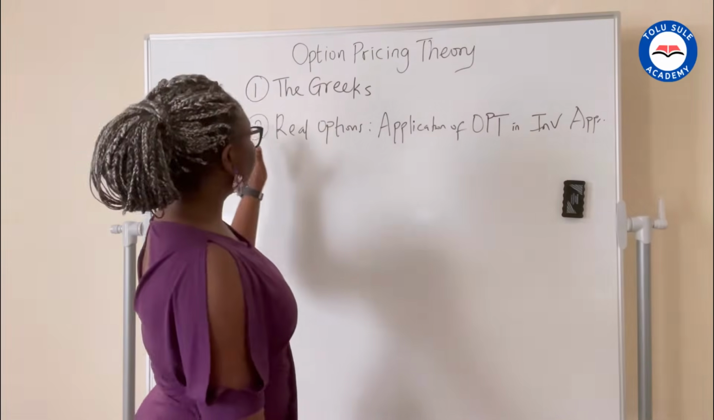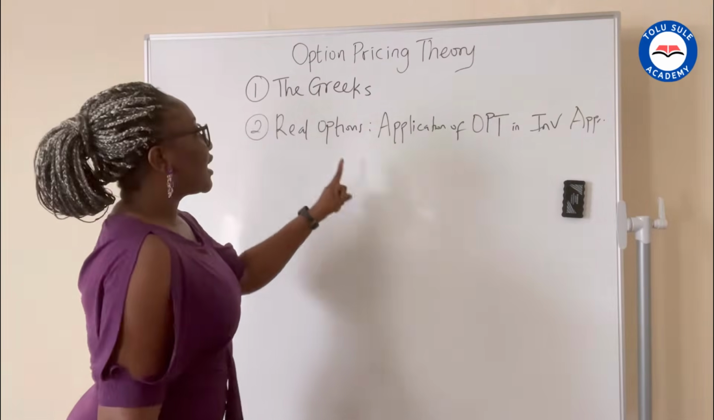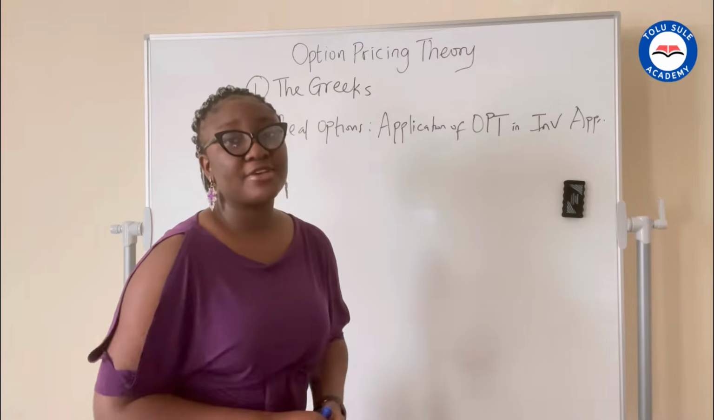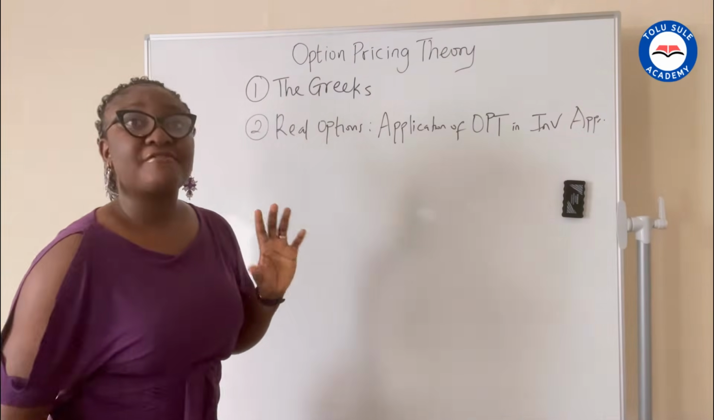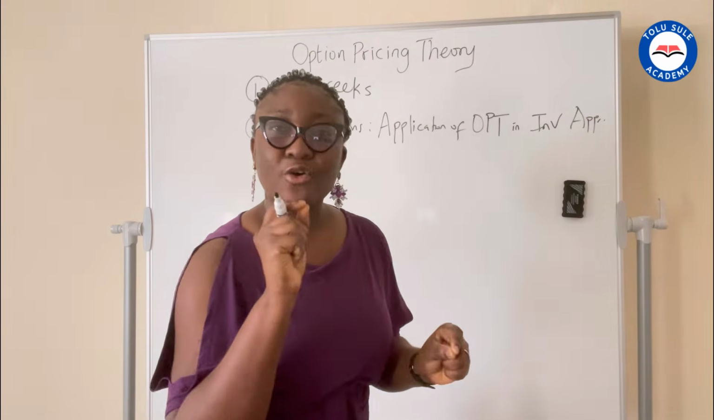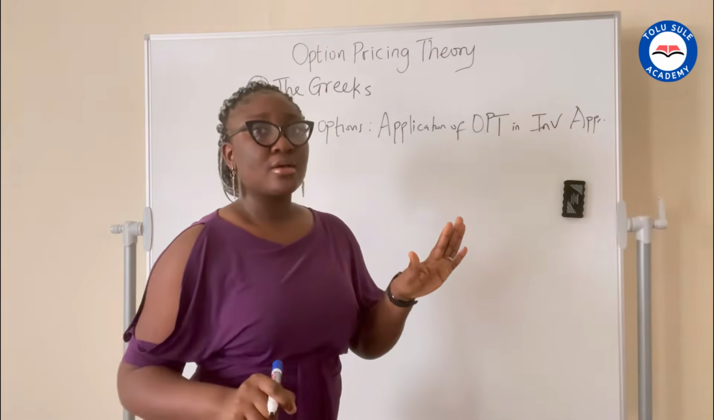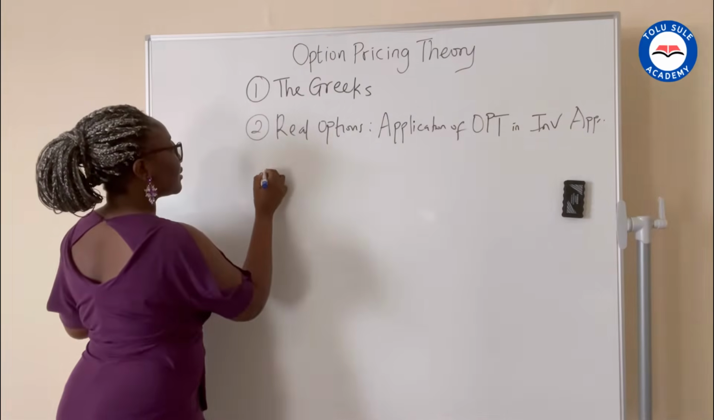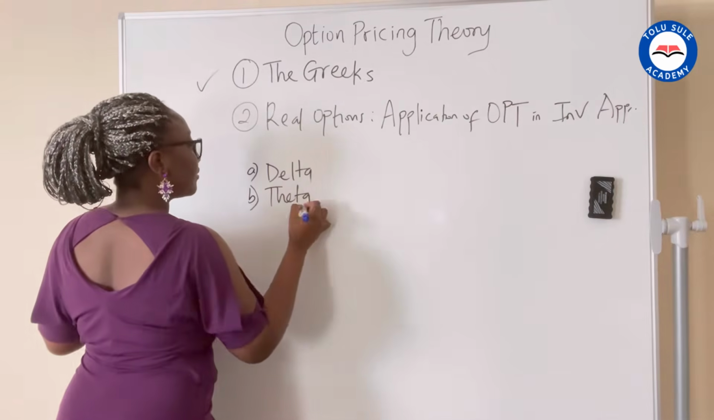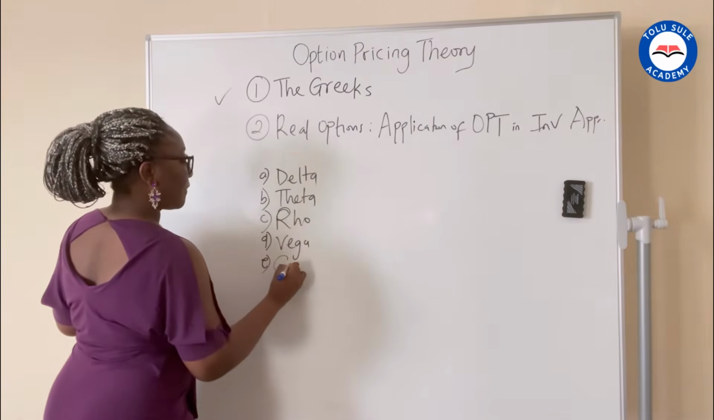In this class, we have the last two subtopics to discuss, the Greeks and real options. And this real option focuses on application of option pricing theory in investment appraisal. The Greeks are 5 Greek alphabets used to measure the sensitivity of that option value valued in the previous class to changes in those 5 key variables. I'll explain. So those Greeks are delta, we have theta, rho, vega, and we have gamma.